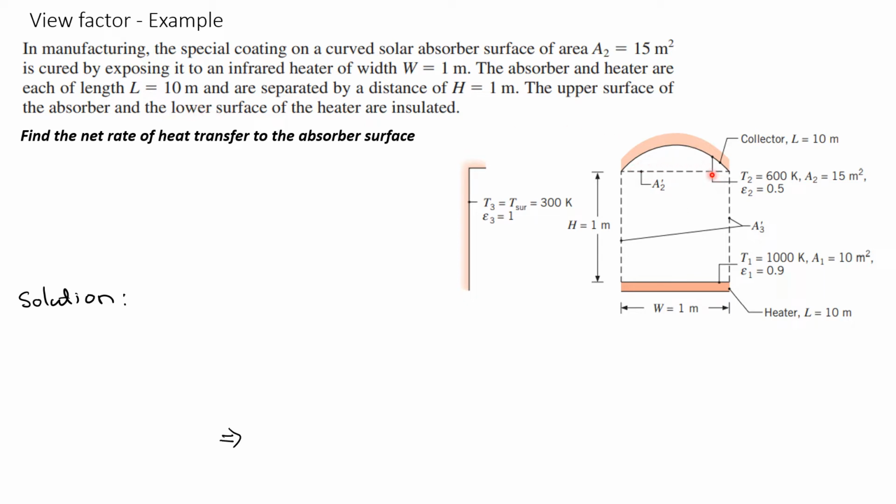So the length of this collector plate is 10 meters, and the upper surface of the absorber and the lower surface of the heater are insulated. This means that there is no heat transfer from the upper surface of the collector and the lower surface of the absorber. And what we need to find out is the net rate of heat transfer to the absorber surface. So how much heat is transferred to the absorber surface, which is surface 2 right here.